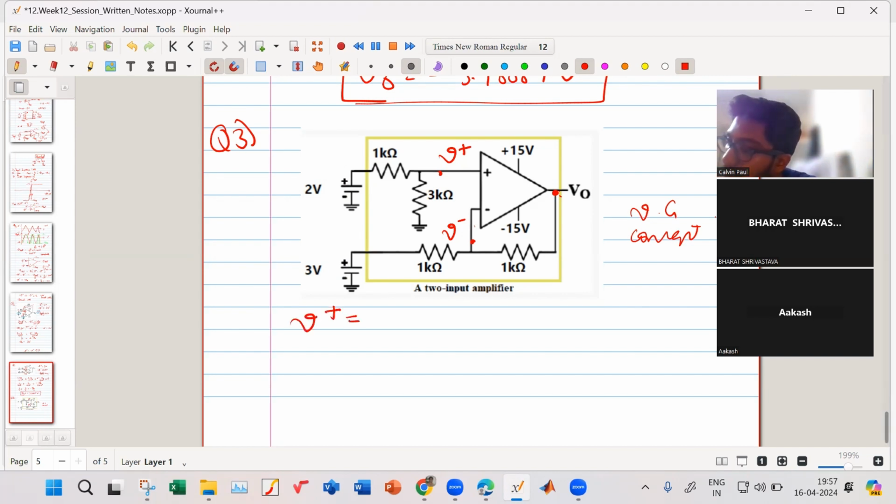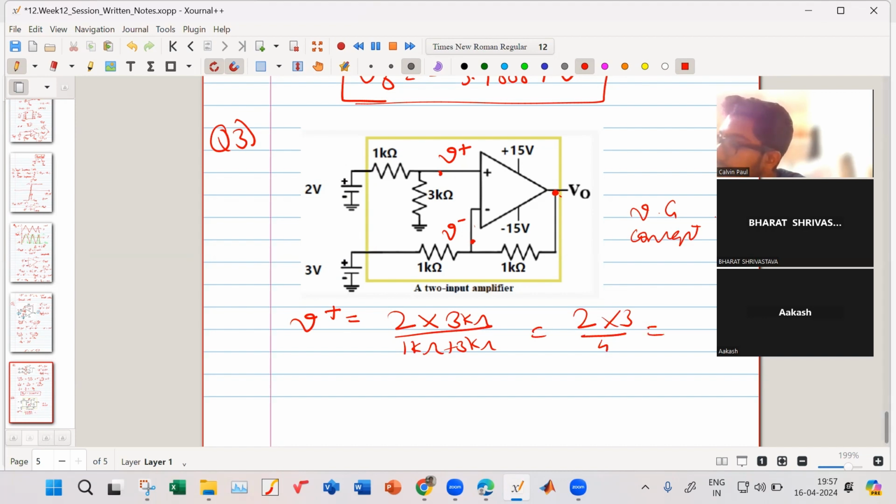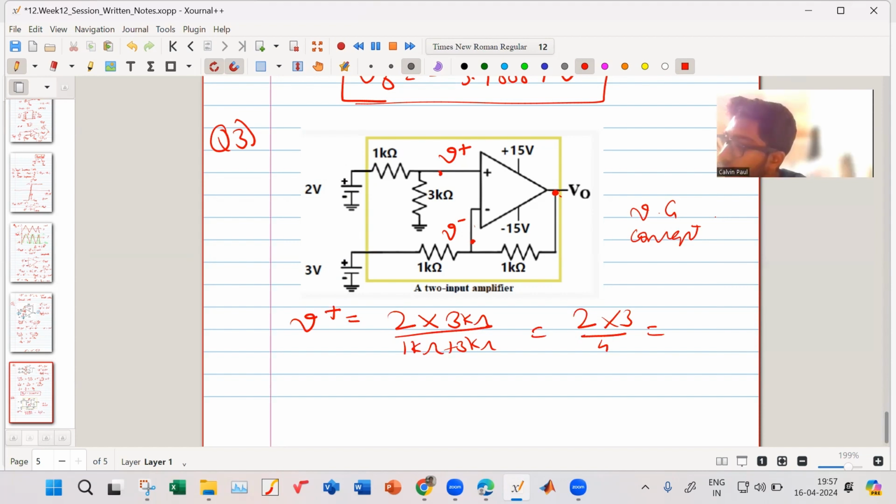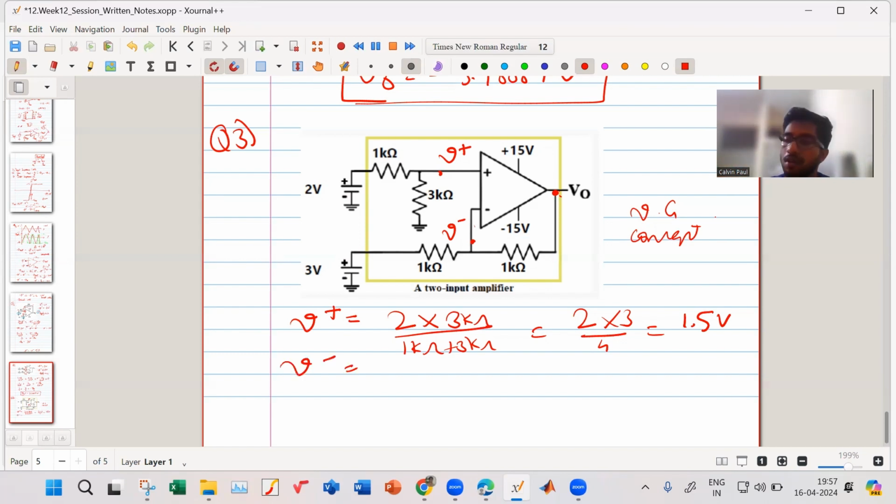V plus is what? 2 into 3 kilo ohm upon 1 kilo ohm plus 3 kilo ohm. So that is equal to 2 into 3 upon 4. And how much is that? 6 by 4, 3 by 2. That is 1.5 volts. So I get V plus is 1.5 volt. That means what is my V minus? So V minus is also 1.5. If you apply the potential divider rule, we will also get 1.5.